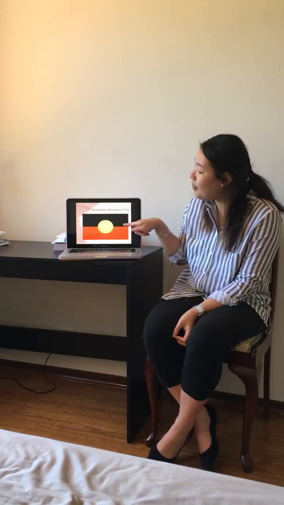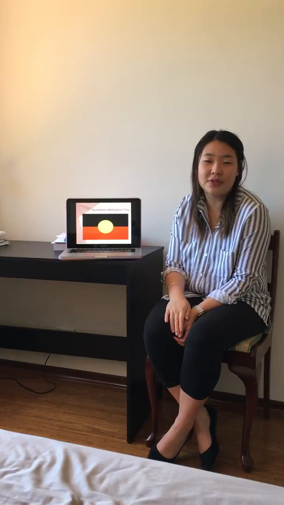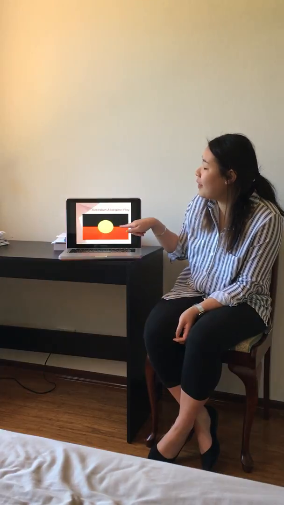So, the flag was first designed by an Indigenous artist called Mr. Harold Thomas. It was first flown on the 12th of July in 1971. Now, this flag is a symbol of unity and identity for the Aboriginal people.